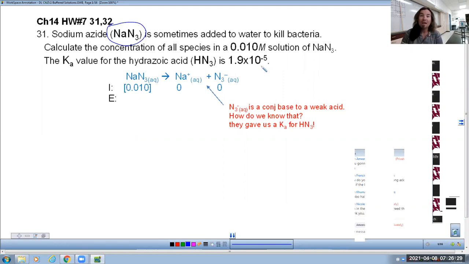But otherwise, anything that they're with must be a salt. So this is a salt. You put it into water, and if you've got 0.1 molar solution of sodium azide, what you really have then is, because it 100% dissociates, 0.01 molar of the two ions. Now, the sodium ions, we don't care anything about them.